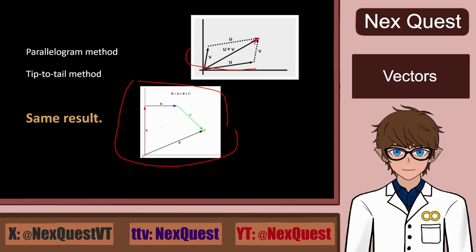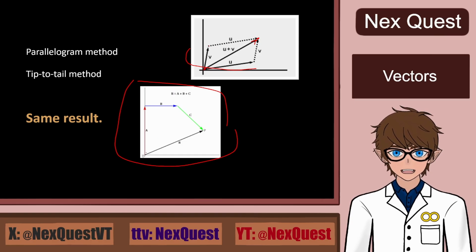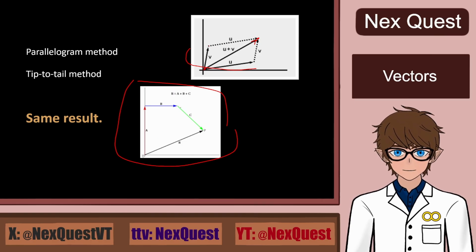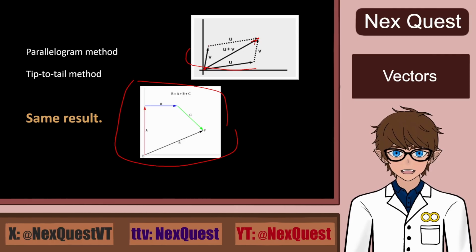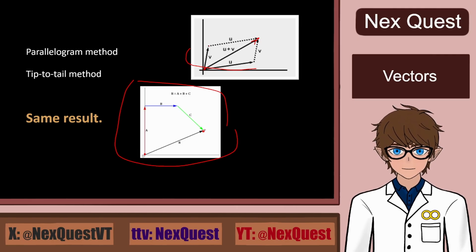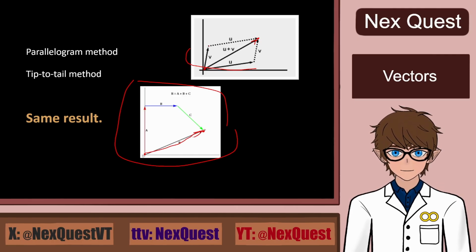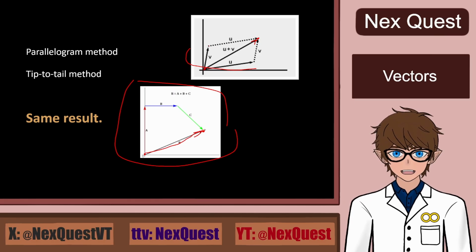It's also better for multiple vectors, because you can easily place vector 1, vector 2, vector 3, and then connect the start of the first one with the ending of the last one, and that's our result vector. Okay? Super simple to remember.